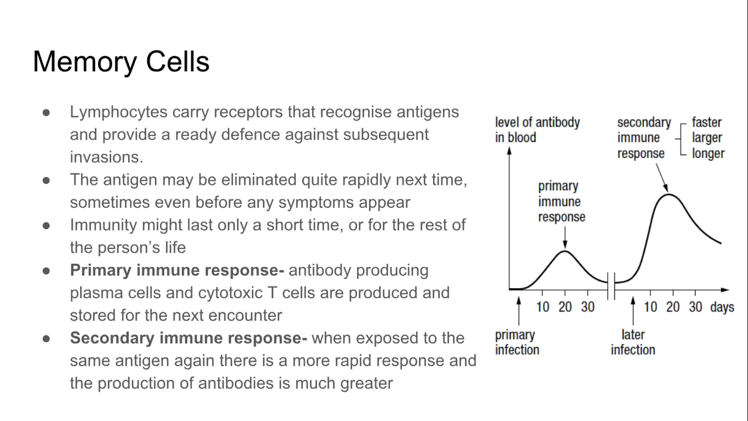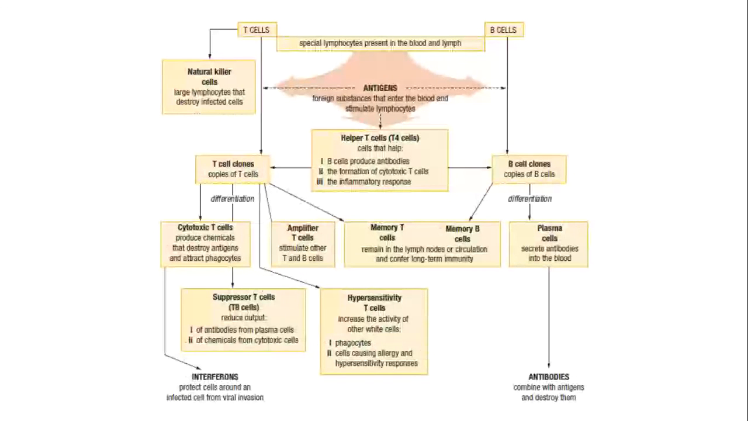So in the primary immune response, we see our antibody-producing plasma cells and cytotoxic T cells being produced and stored for the next encounter. And then with our secondary immune response, there is a more rapid response because the production of the antibodies is much greater here. Some immunity might last a short time and others for the rest of a person's life. If they do last for a short time, that's where we're seeing people receiving booster shots.